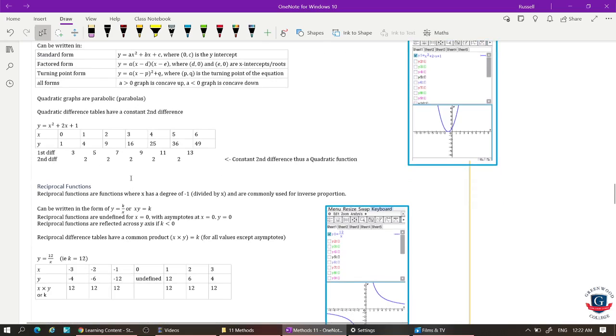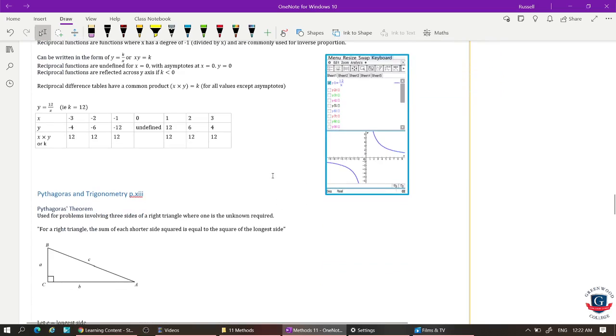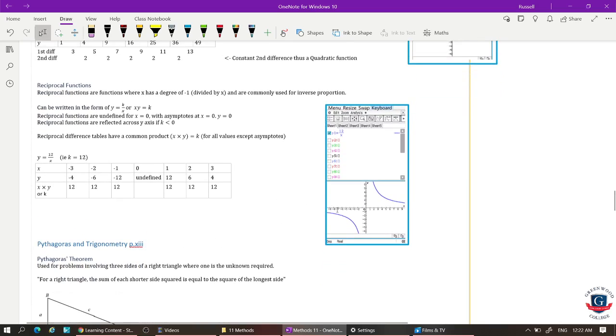Later on we'll learn some more information about this table to make it easy to get from a table of values back to an equation, but at this stage we're not expected to know that. A third type of function would be a reciprocal function. So in this case it has a graph that looks like this. It's a right hyperbola.